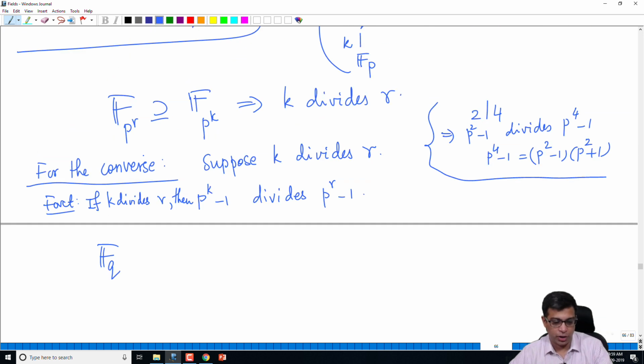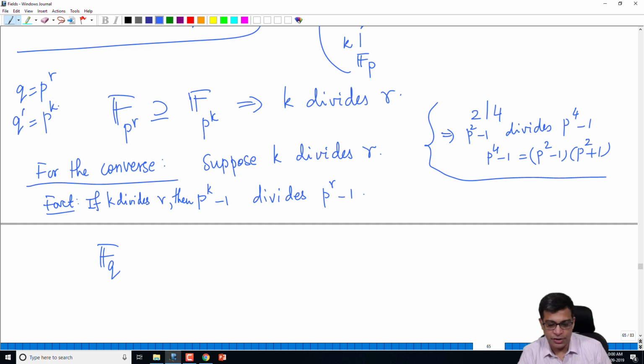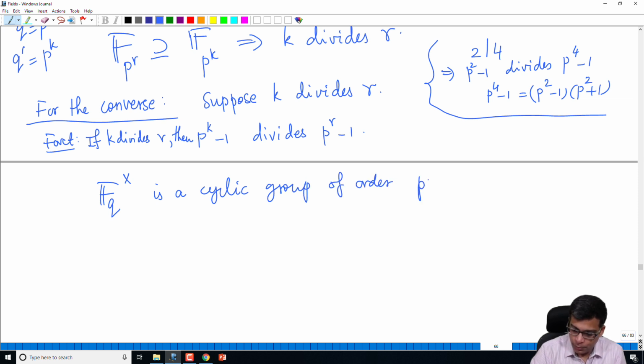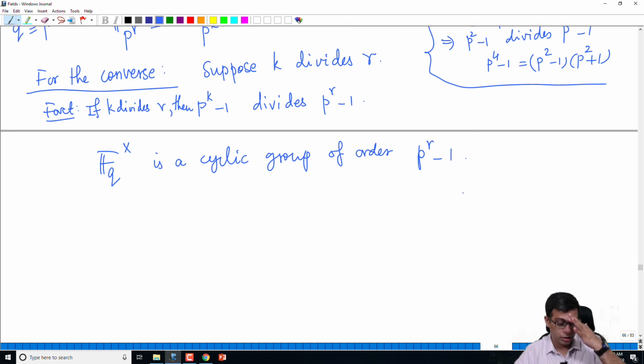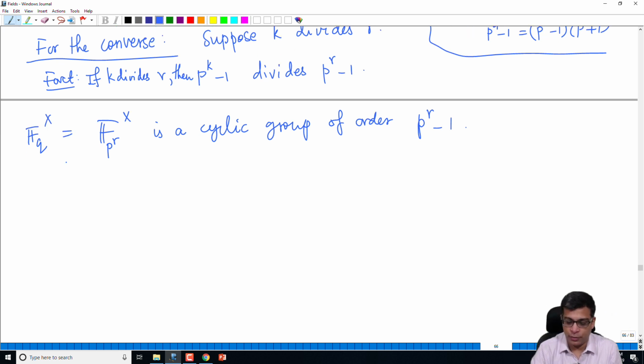In this case, let's look at FQ. Remember, we are trying to show that FQ contains FQ prime. Q is, again, let me remind you, p power r, Q prime is p power k. I am assuming k divides r, and I am trying to show that FQ contains FQ prime. FQ cross is a cyclic group of order p power r minus 1. I am trying to avoid q here because there is q and q prime, it's a bit confusing.